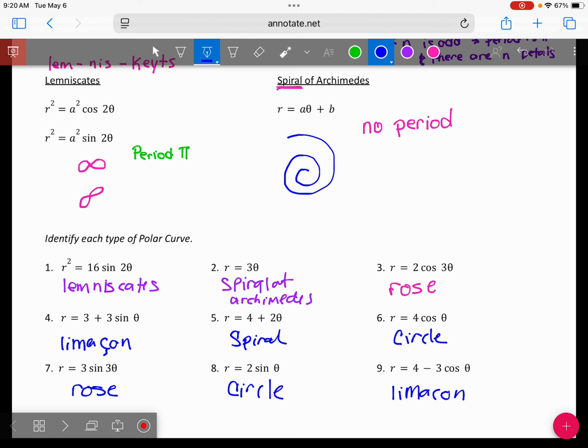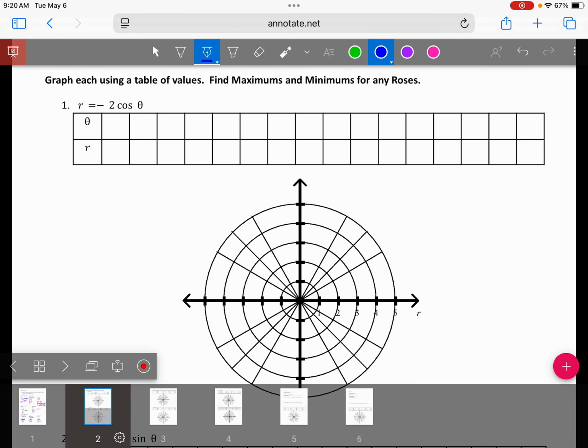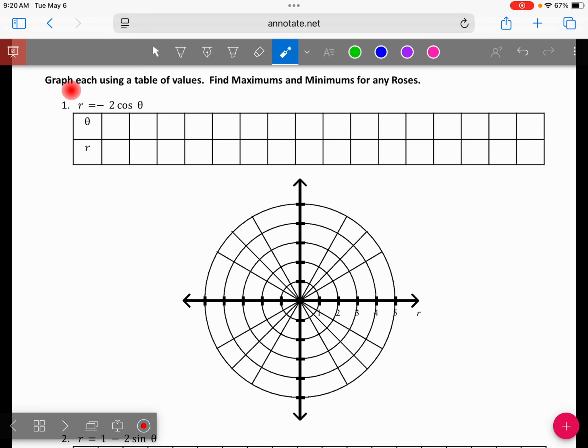Let's do more identifying. Okay, so what we're going to do is see our first kinds of graphs here. So let's take a peek. First things first, on number 1, what shape is this one? Circle. It's a circle. What period length does the circle have again?